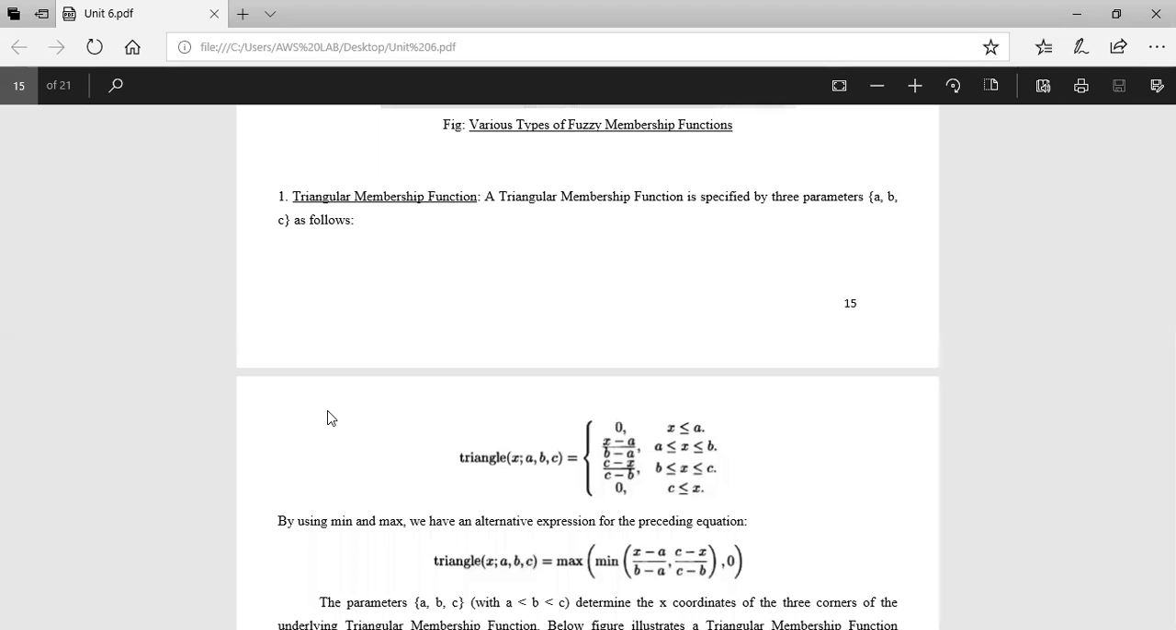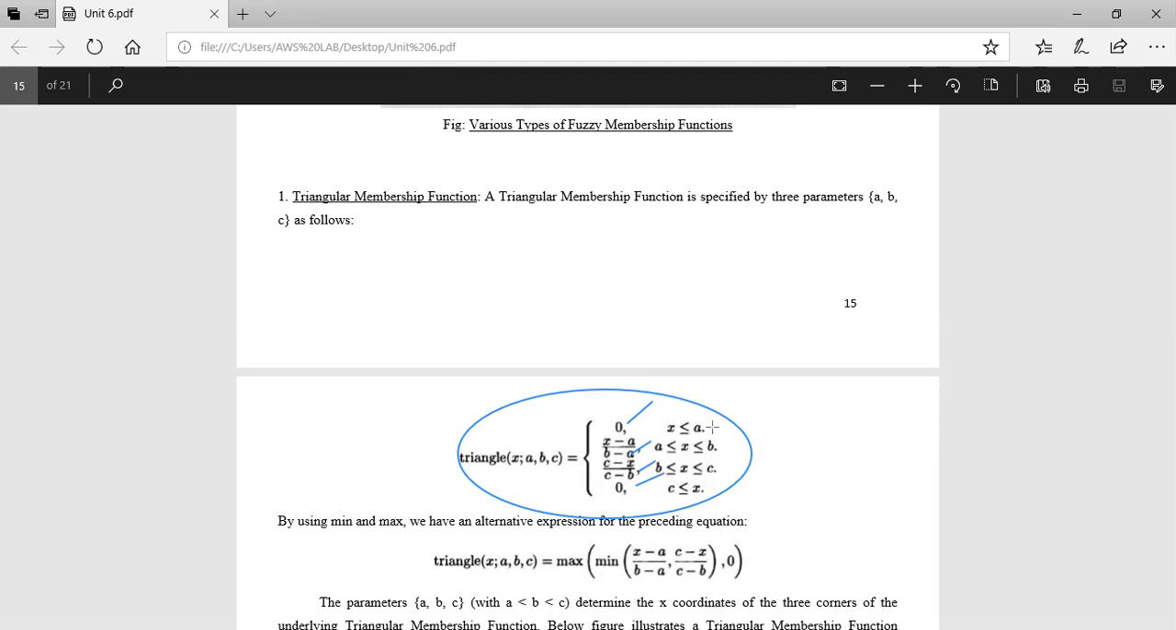Okay, so this is how we can mention the triangular membership function. Since we are mentioning the triangular membership function, on the left side we write triangle of x colon a comma b comma c, where a, b, c are the specified parameters. Equal to, there we need to start the equation with a brace. Here: 0, x minus a by b minus a, c minus x by c minus b, 0.